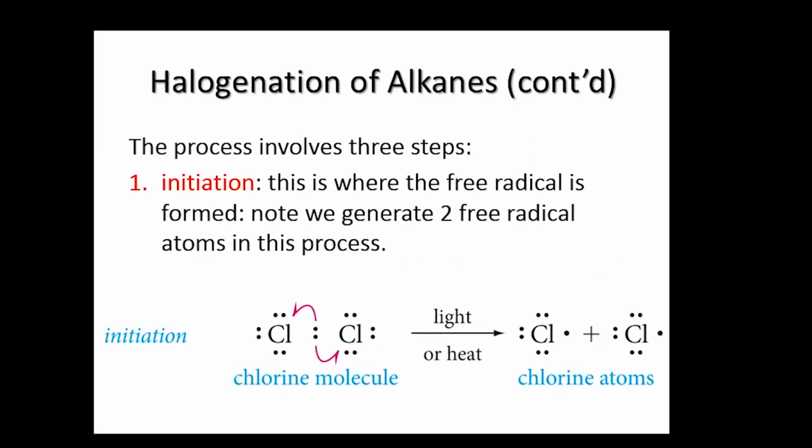So how does this occur? There are three steps involved. The first one is initiation. This is where a free radical is formed. You see the Cl2 molecule and an arrow. This is very important throughout the course. The arrows describe the movement of electrons in what's called a reaction mechanism. So the Cl2 will split, one electron going to each chlorine atom to form two chlorine radicals.